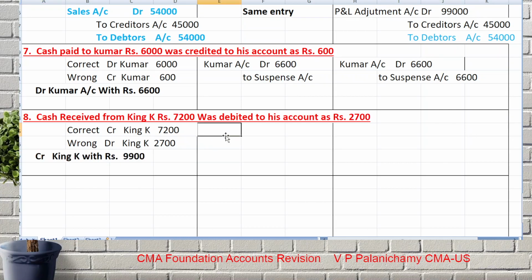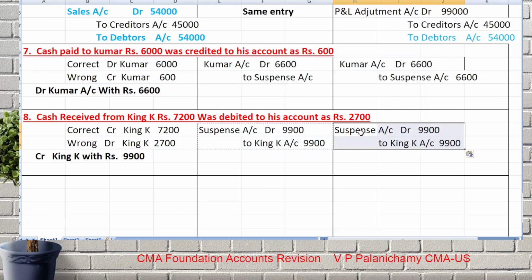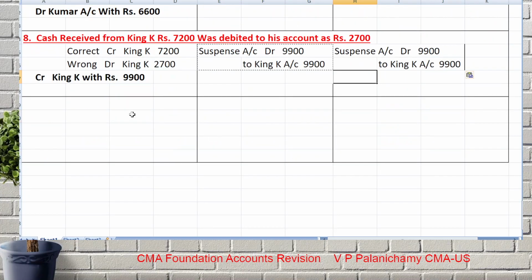If it is rectified after trial balance, what entry will we pass? Suspense account debtor to which account? King K account, 9900. If it is rectified after final accounts also, the same entry will come. And no nominal account, no nominal account.